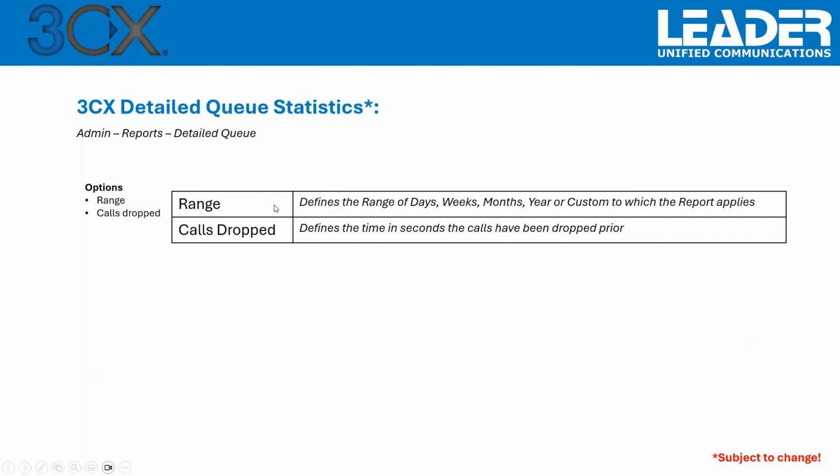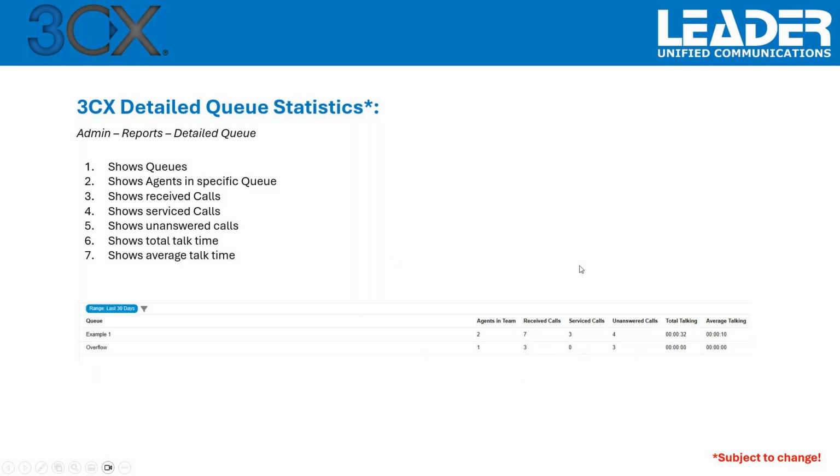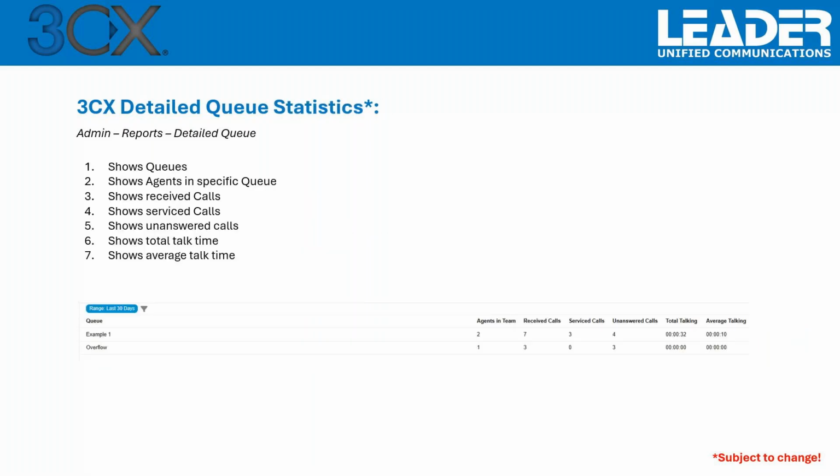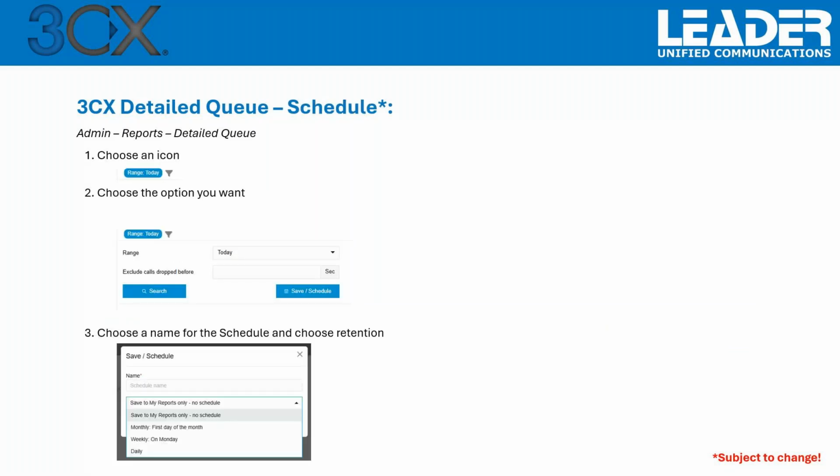Detailed queue statistics, we have again the range and the calls that are dropped. And then we have the agents in the team, the received calls, serviced calls, unanswered calls, total talking, average talking. If we look at that compared to before, we see the percentage of answered and the serviced callbacks, and in the other one we have the agents that are in the team. Then the reporting, or the schedule, is literally the same as with everything else.